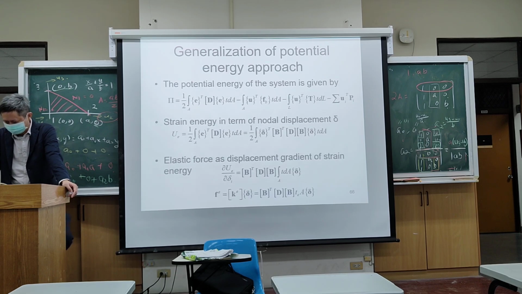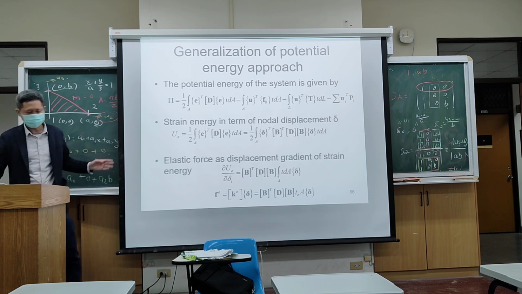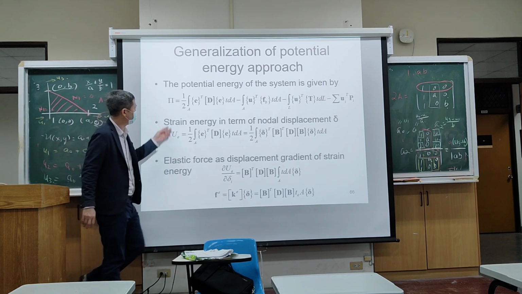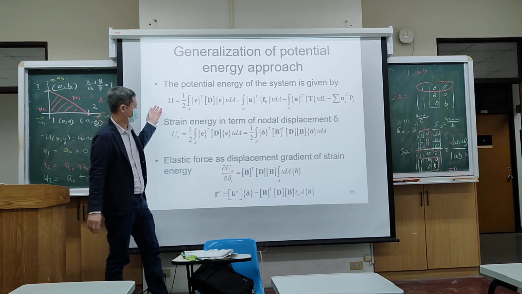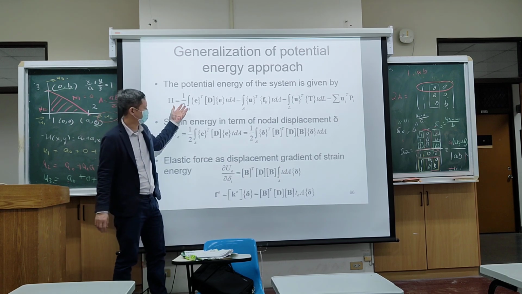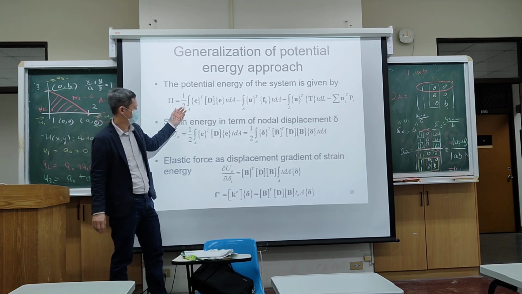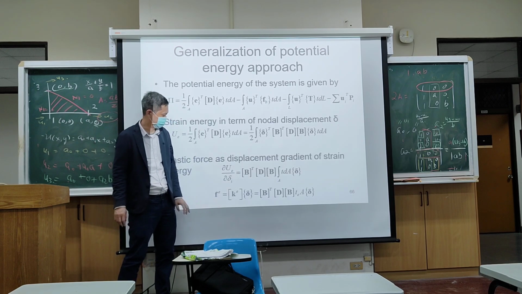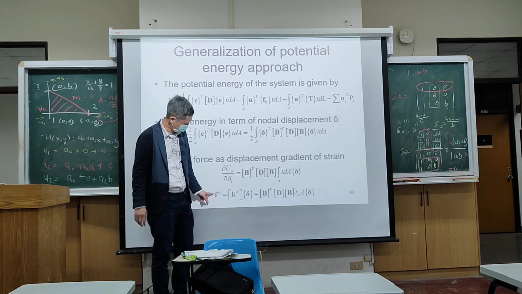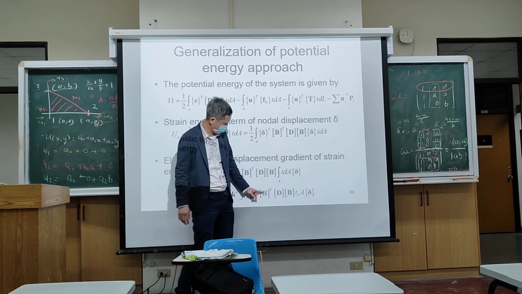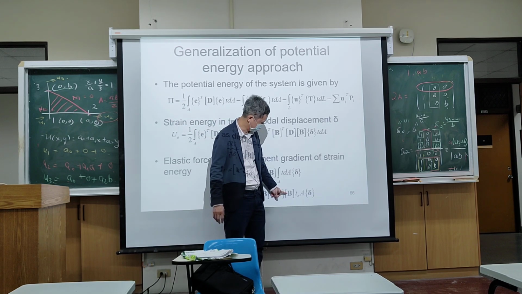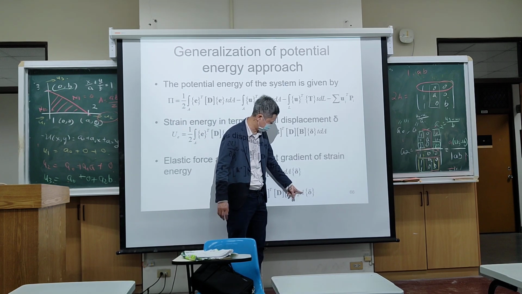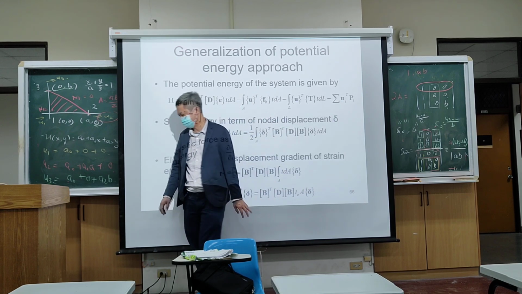And next, we are trying to find the force vector. As we told you before, we can derive the force by differentiating the energy, in particular the strain energy, with respect to the displacement. We have derived it before. The force is B matrix transpose times D matrix times B matrix times t times A times the displacement vector.